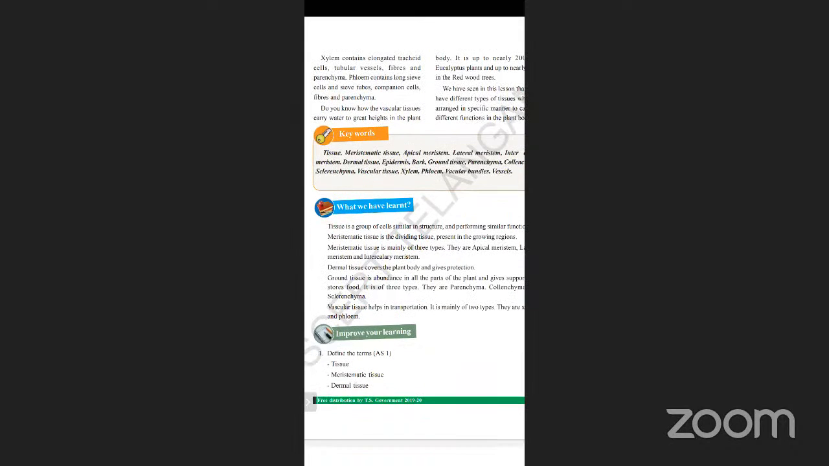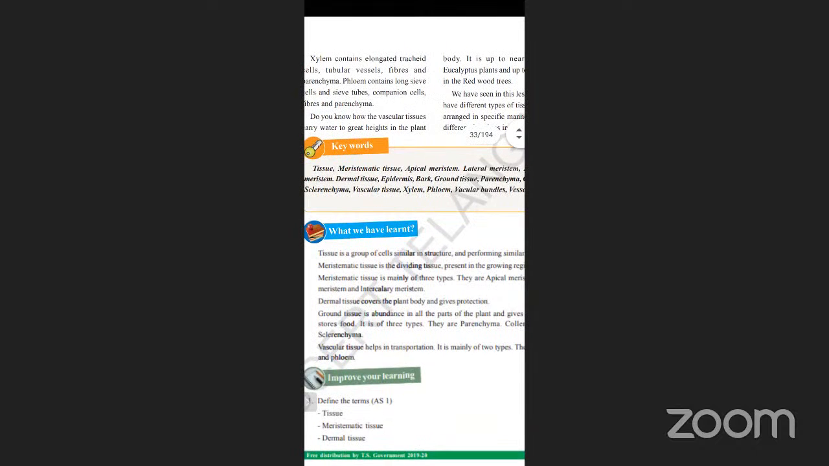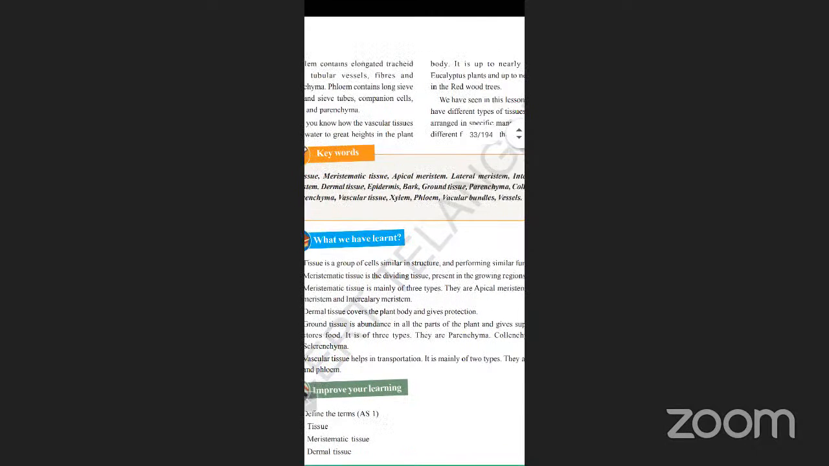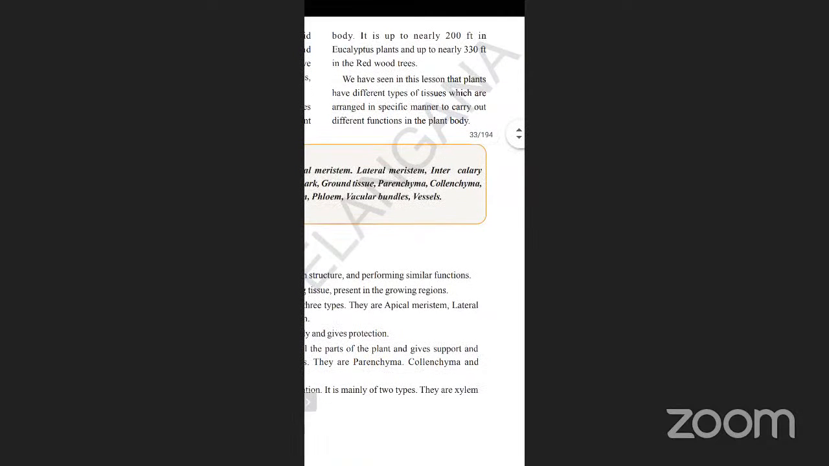See children, an interesting fact about the vascular tissue. Do you know how the vascular tissue carries water to great heights in the plant's body? It is up to nearly 200 feet in the eucalyptus plants and up to nearly 330 feet in the redwood trees. We have seen in this lesson that plants have different types of tissues which are arranged in a specific manner to carry out different functions in the plant body.